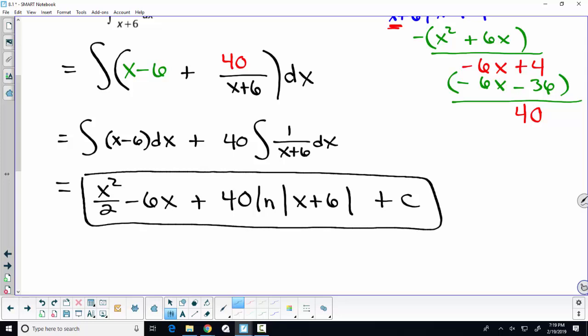We can see immediately with this one, when we take its derivative, we get x minus 6 plus 40 over x plus 6. And there we just find a common denominator, and we're back up to x squared plus 4 over x plus 6. And you're fine with us leaving the absolute value on the x plus 6 expression, right? Yeah, you have to unless you know where that x plus 6 is.